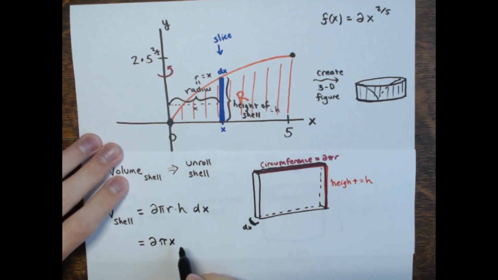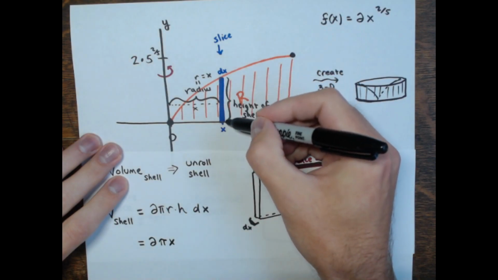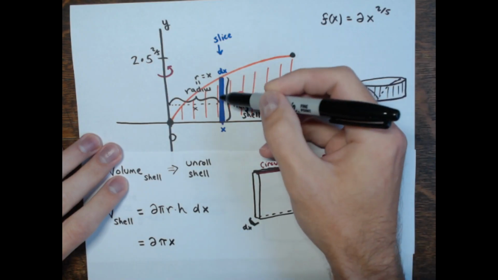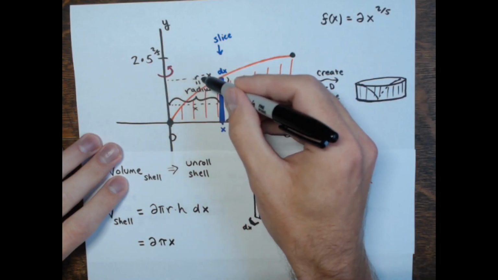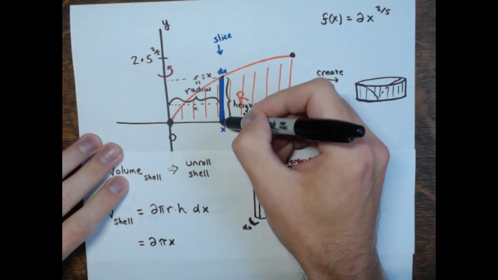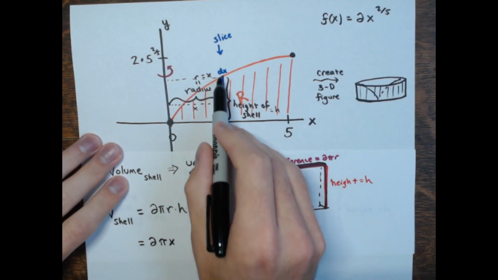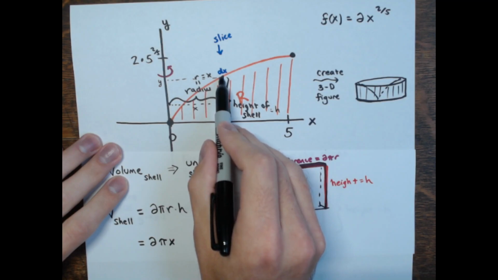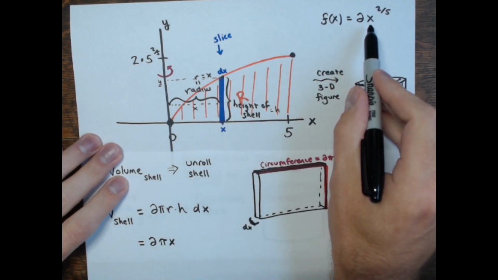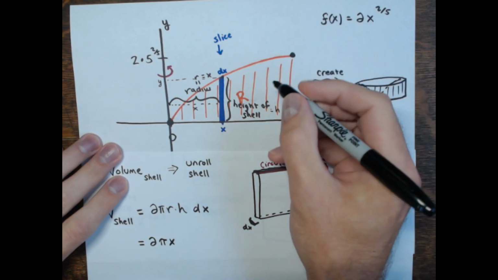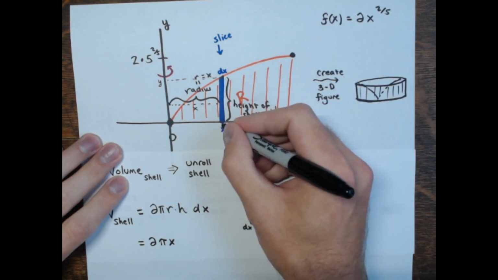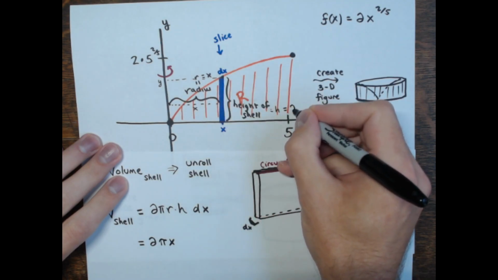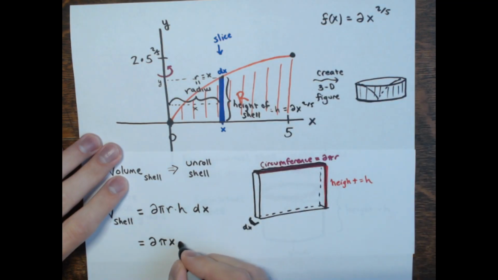So 2 pi x. And then you see the height is just the height of this rectangle, the height of the shell. And the height is the y coordinate of this point on top here, minus the y coordinate on bottom, but the y coordinate on bottom is 0. So it's just whatever the y coordinate is up here in terms of x, but any point on this curve, we saw the y coordinate is 2 times x to the 2/5 power. So the h for any value, when I make a slice at a value of x, the height of that thin rectangle will be 2 times x to the 2/5 power.